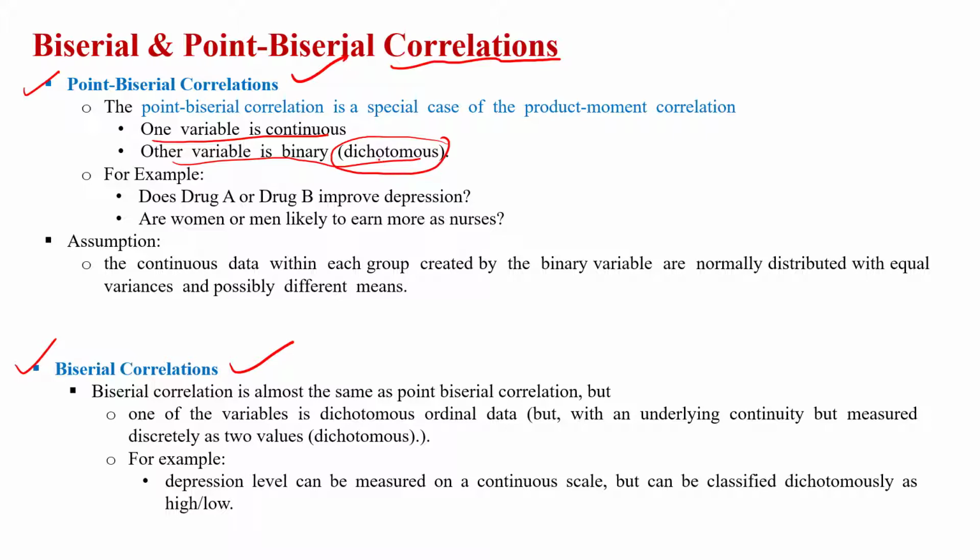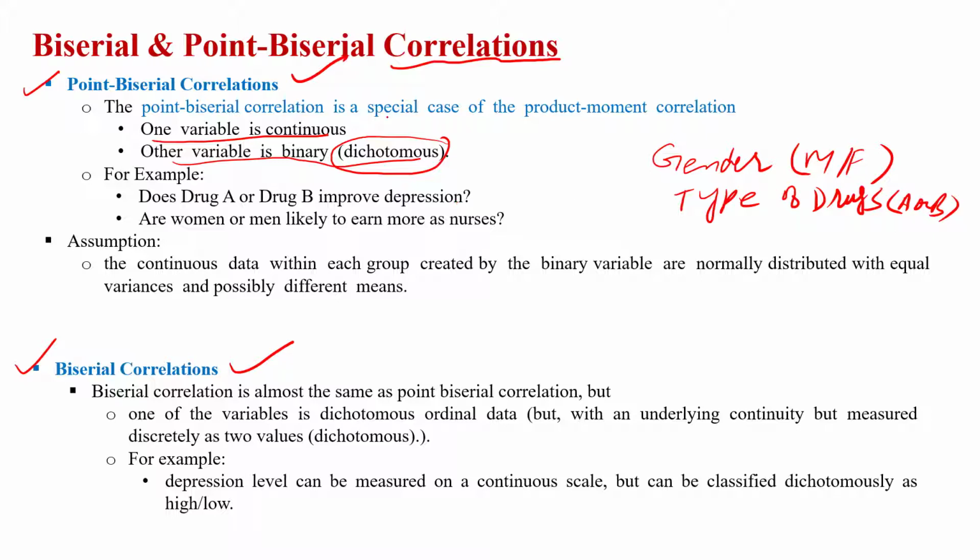If the dichotomous variable is a true dichotomous, such as gender, that is basically male and female, that is a true dichotomous. There are only two categories, right? Or we can say the type of drug. If we have only two types of drugs, then we can say it is A or B. In such a case, we can apply the point biserial.